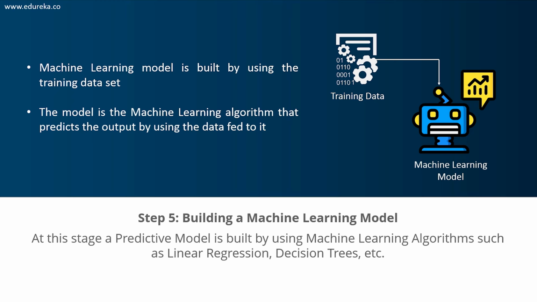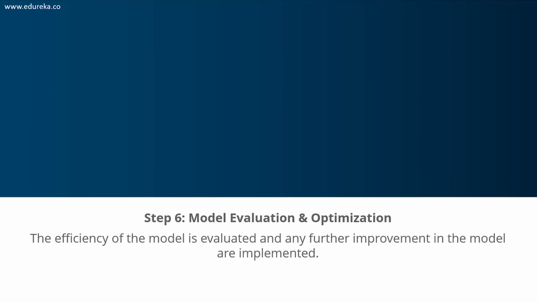But anyway, choosing the right algorithm will depend on several factors, right? It depends on the type of problem you're trying to solve, the data set, and the level of complexity of the problem. In the upcoming sections, we'll discuss all the different types of problems that can be solved by using machine learning. Moving on to step number six, we have model evaluation and optimization.